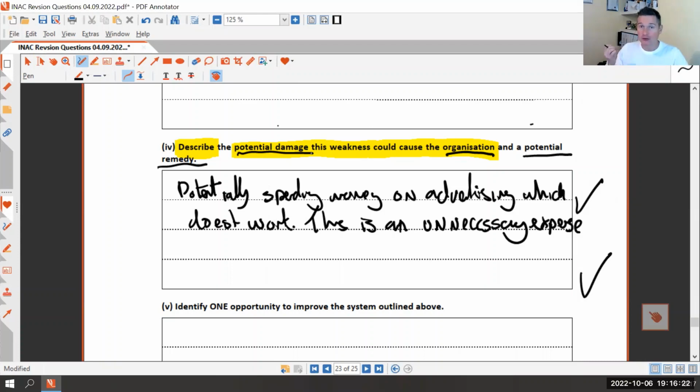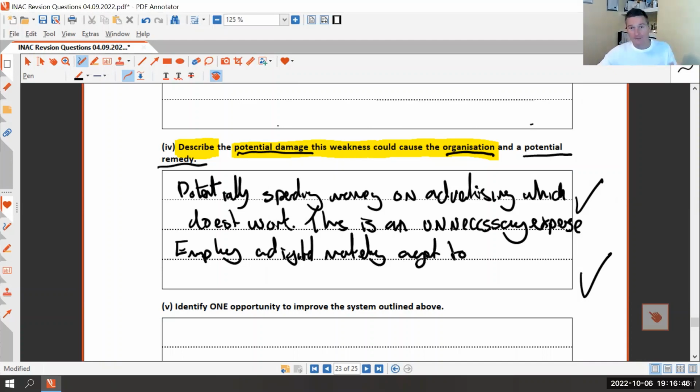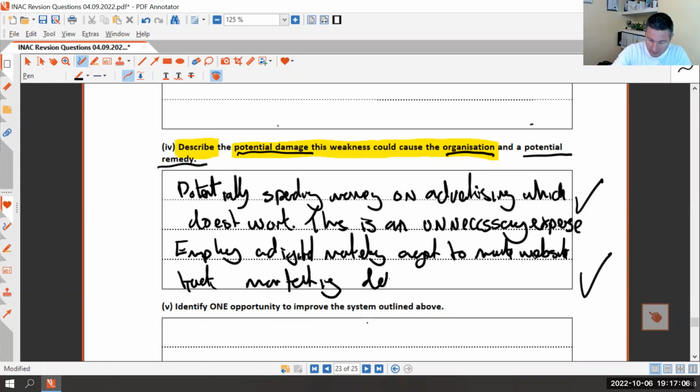The next bit is a potential remedy. Now, it's not rocket science, this one, but we'd like to make it a good answer. Employ a digital marketing agent to, now I wouldn't say fix, because that's a bit generic, to make the website track, so now in there, marketing data. Cool. There are other things you could suggest.